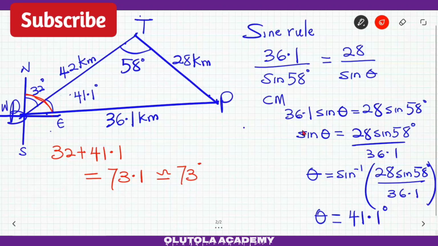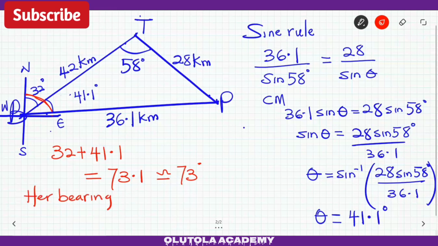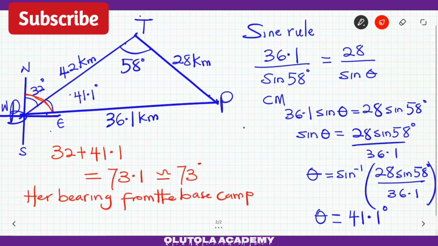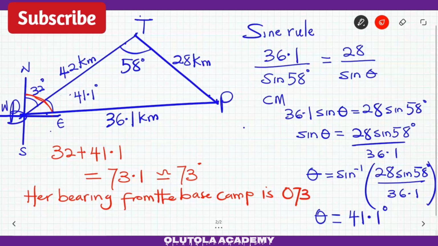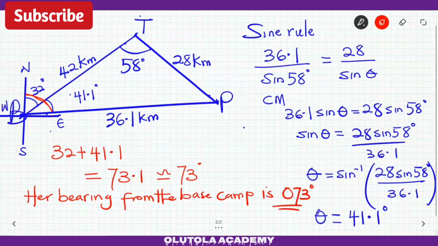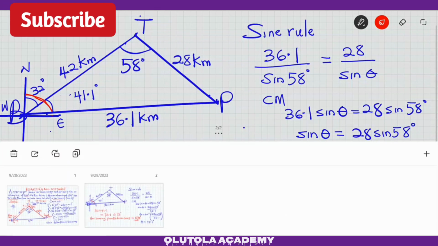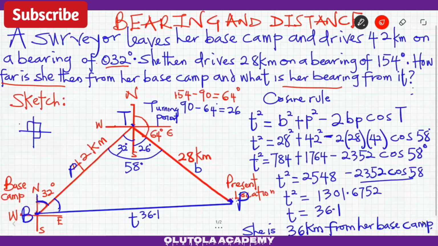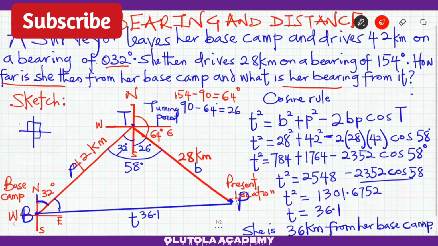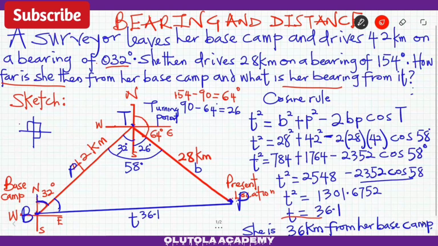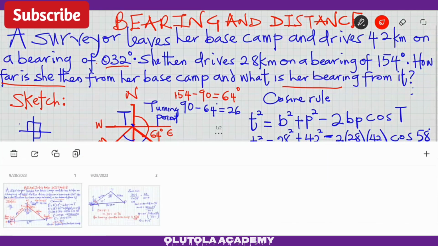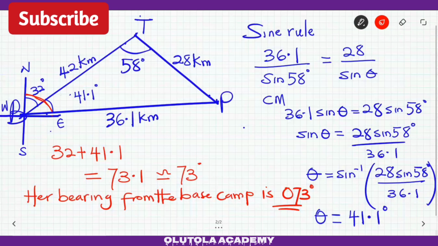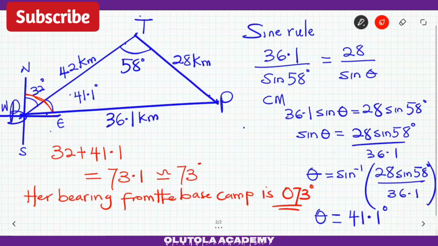The bearing from the base camp is 073 degrees. That is in three-figure bearing. So we have the two answers now. We have the distance from the base camp as 36 kilometers, and we have the bearing from the base camp to be 073 degrees.